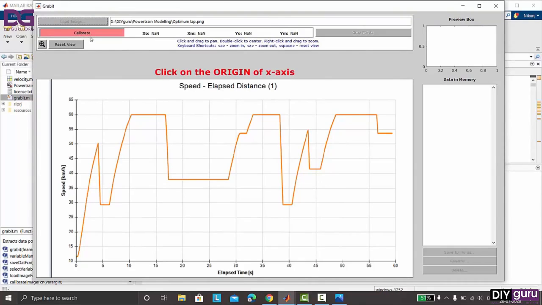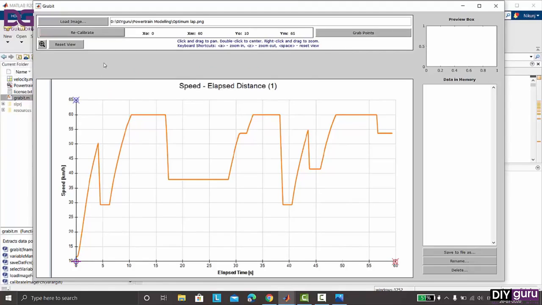We have to calibrate the x and the y axis. So click on the origin of x axis, enter the value as 0, and the max value of the x axis is 60. Click on the origin of y axis and give it 10, and the max value, which is 65.